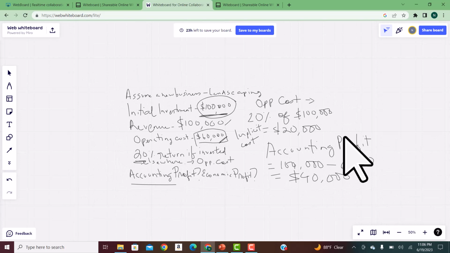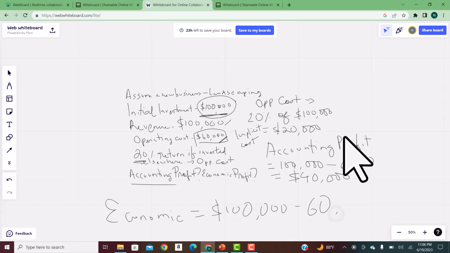Now, the second question I asked is what is your economic profit? Remember, economic profit is your total revenue, which is 100,000, minus your explicit cost. Here we don't have depreciation, so we're not taking depreciation into account. Then minus your implicit cost, which is your opportunity cost, and that's 20,000. So your economic profit is basically 100,000 minus 60,000, which is 40,000, minus 20,000. So your economic profit is 20,000.